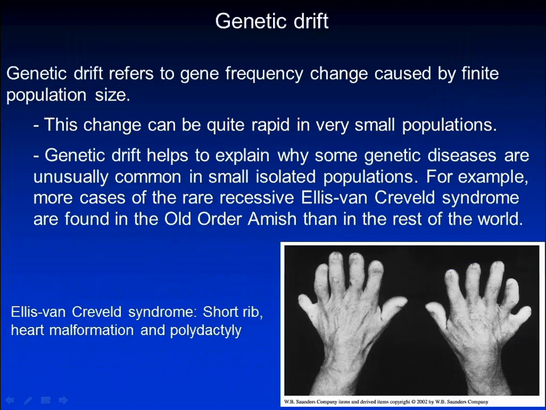Genetic drift refers to gene frequency change caused by finite population size. This change can be quite rapid in very small populations. Genetic drift helps to explain why some genetic diseases are unusually common in small isolated populations. For example, more cases of the rare recessive Ellis-van Creveld syndrome are found in the Old Order Amish than in the rest of the world. People with this condition have short ribs, heart malformation, and polydactyly, as shown here.